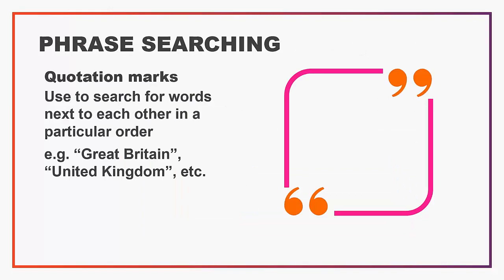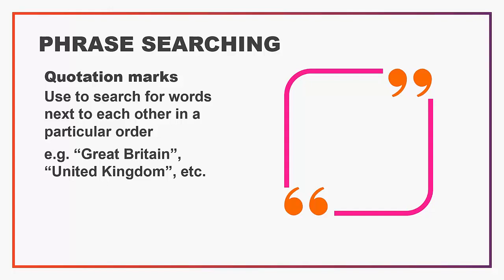The last technique we're going to look at is called phrase searching. What phrase searching does is keep multiple words that form key phrases together in your search. Based on our keywords and synonyms, this could include Great Britain and United Kingdom, for example. Putting United Kingdom in quotation marks in your search instructs the database or search engine to keep these keywords together and only show results when they appear together in that order.